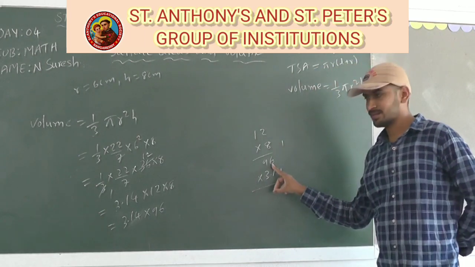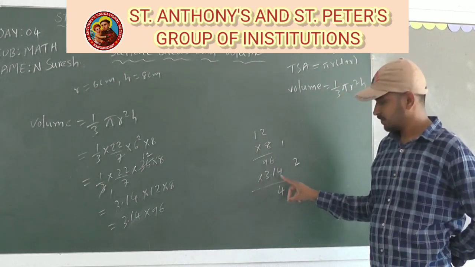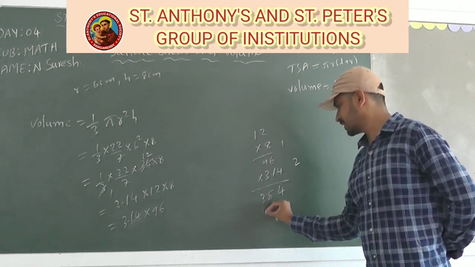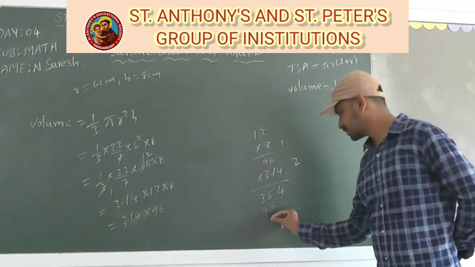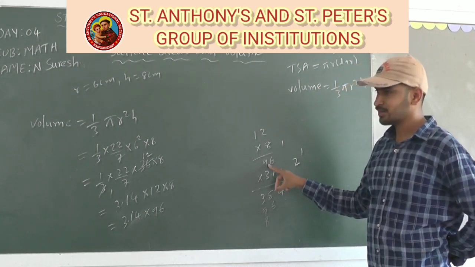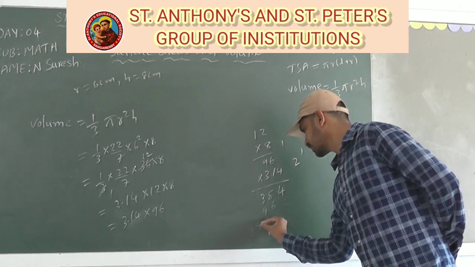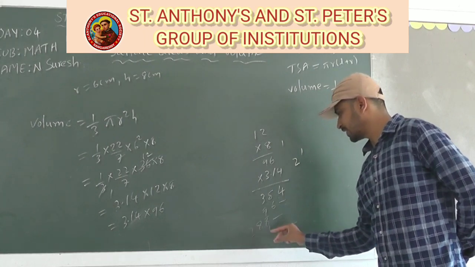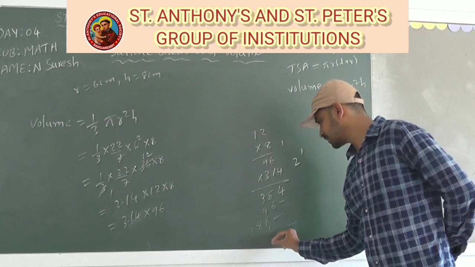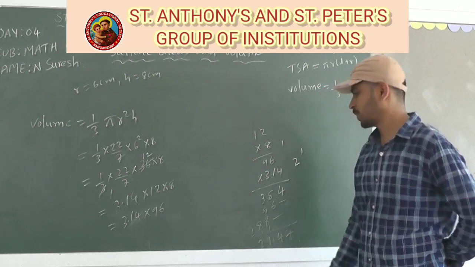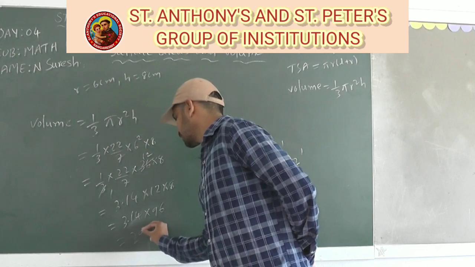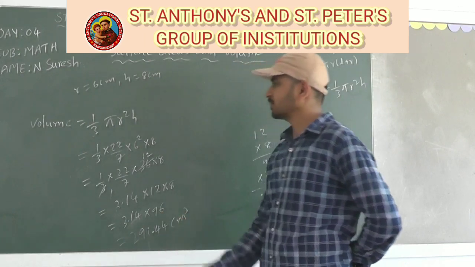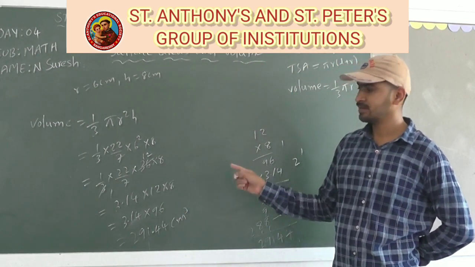So 96 into 3.14. 4 6s are 24. 4 9s are 36 plus 2 is 38. 6 9s are 54. 3 6s are 18. 3 9s are 27. 1 is 28. The answer is 301.44, 291.44 centimeter cube. This is the volume of the cone.